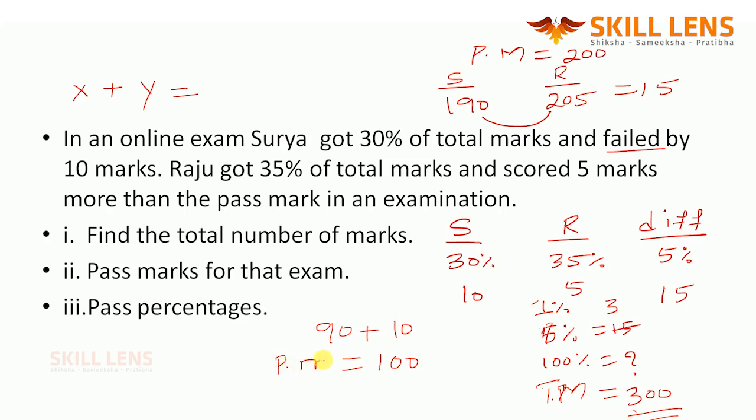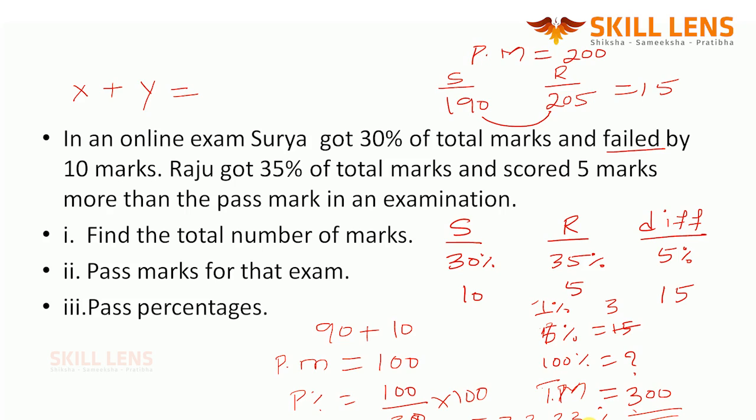Once you got the pass mark, what is the pass percentage? 100 by 300 into 100. So that will give you what? 33.33%. So my point is this. Percentage difference is 5. Marks difference is 15. In your mind, 5% is 15, 100% is 300. Once you got 300, in 300, 30% is what? 90. Yes, 90 which he obtained.